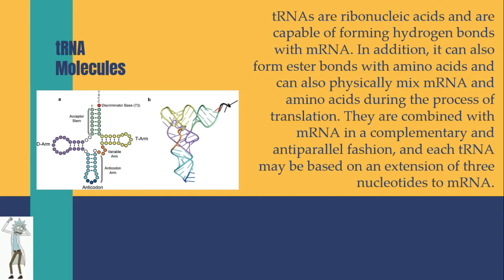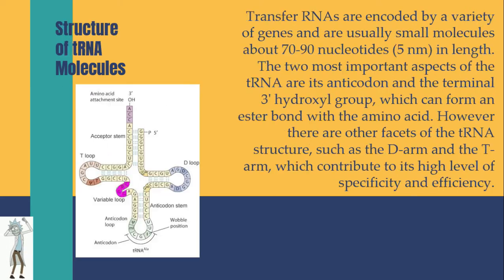So tRNAs are ribonucleic acids and are capable of forming hydrogen bonds with mRNA. In addition, they can also form ester bonds with amino acids and can physically link mRNA and amino acids during the process of translation. They are combined with mRNA in a complementary and anti-parallel fashion, and each tRNA may be based on an extension of 3 nucleotides to mRNA.